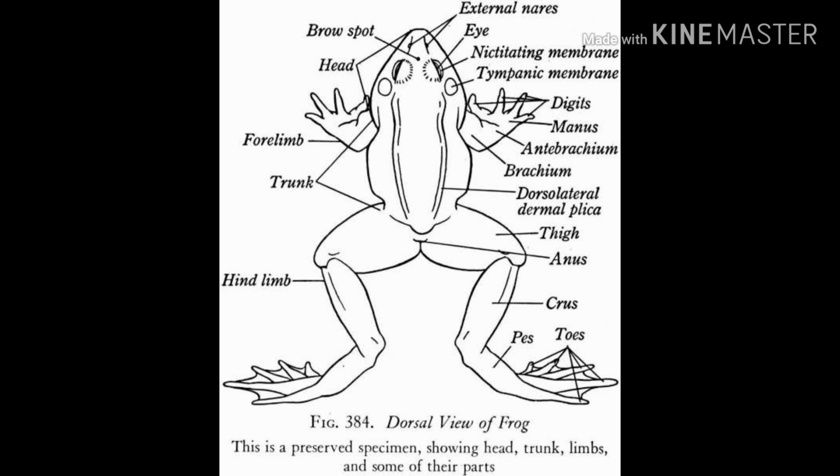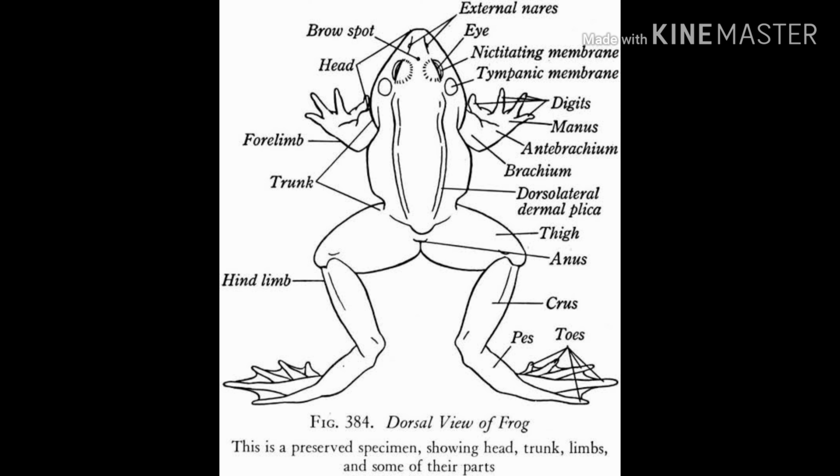Next are the external nares or nostrils, which are the two small openings near the tip of the snout. Next are the eyes, which are found at the dorsolateral portion of the head, and are composed of upper eyelids, lower eyelids, and the transparent covering, an outgrowth of the lower lid, the nictitating membrane.